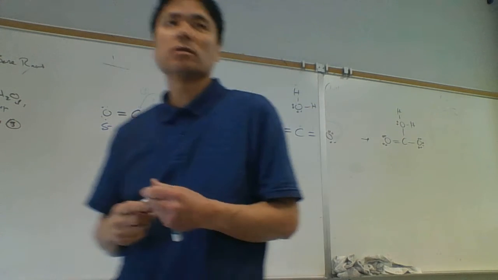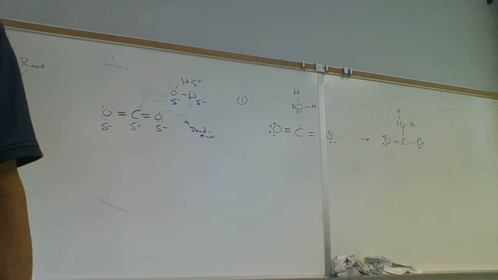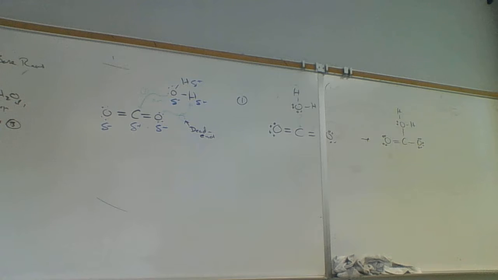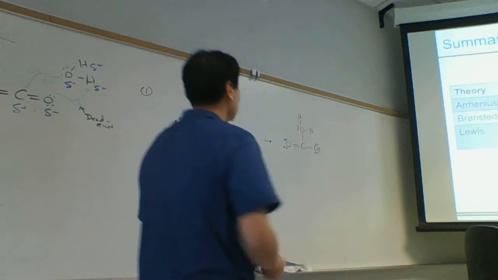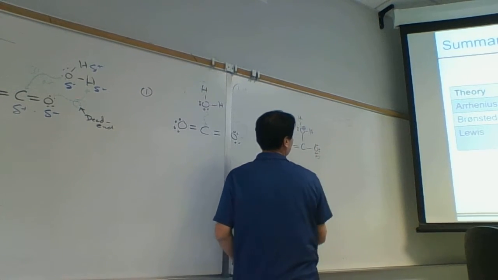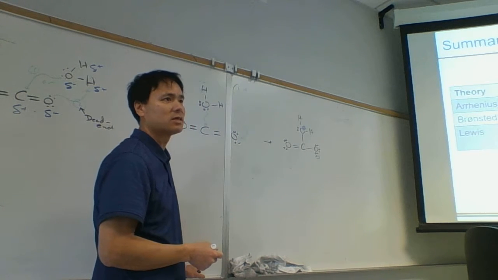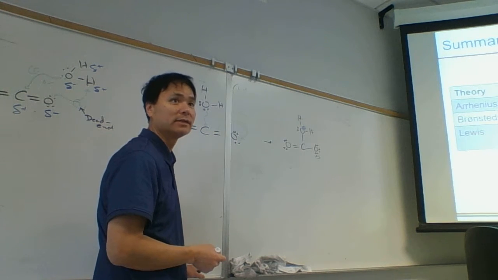Okay, does that structure look stable to you? Does everything have an octet? Yeah. Everything has an octet, but what's not stable about this structure are the formal charges. We end up generating a positive formal charge on this oxygen and a negative formal charge on that oxygen there. And so that's not stable. One oxygen loses, the other gains.